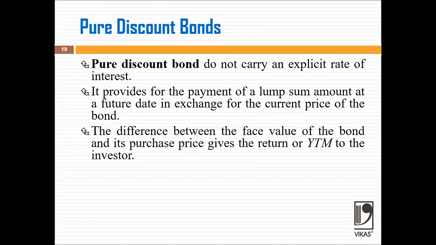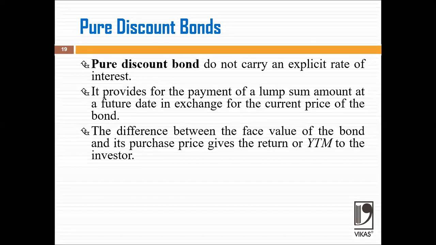The first type of bond has a maturity period as well as a coupon rate. The second type, pure discount bond, has only a maturity period. It doesn't have a coupon rate. It does not pay interest every year until its maturity. And a perpetual bond doesn't have a maturity period, but it has a coupon rate. It pays interest forever to the bondholder.